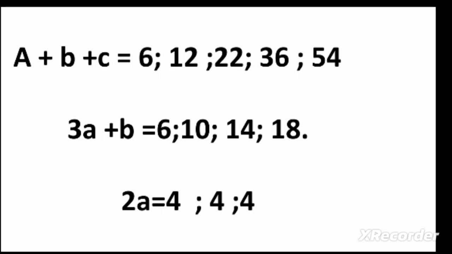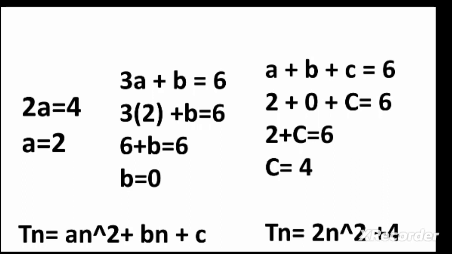And then 3a plus b is equal to the first term of what? The first difference. And then 2a is equal to 4, which is the first term of the second difference. And then what do we do from here? We start from the bottom. 2a is equal to 4, which is the first term of the second difference, the 4. And then to find a, we're going to divide by 2 on both sides, and a is equal to 2.